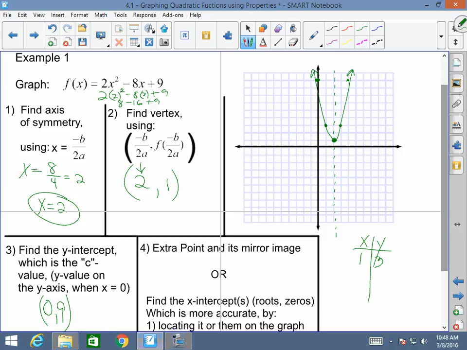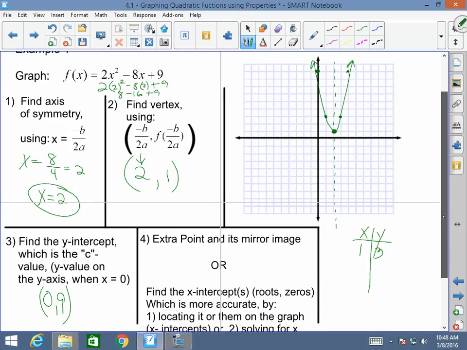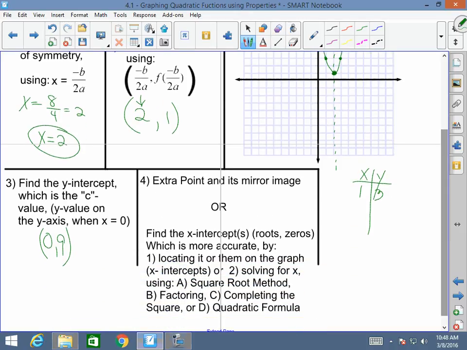So the key here is knowing and understanding how to find the axis, the vertex, the y-intercept, and knowing how to work with that mirror image. Does that make sense, gentlemen, before we do another example? Everyone understands. Please do not be ashamed to ask, please. Oh, yes, sir? Okay, thank you.